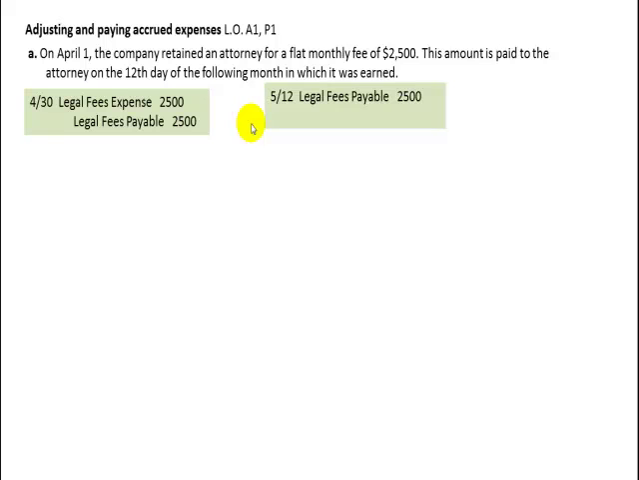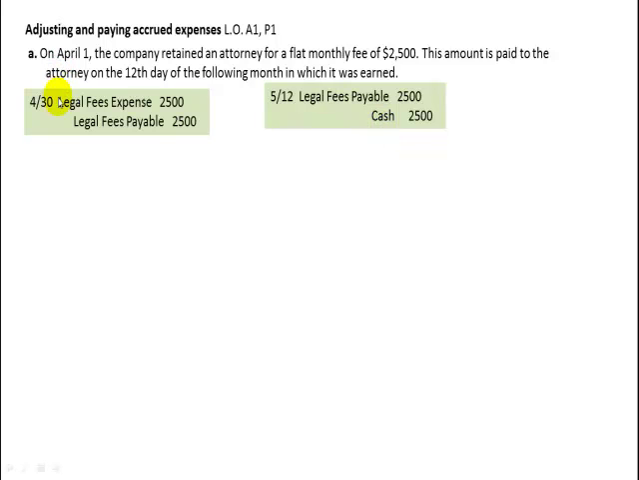Let's see what else we got. On May the 12th, it says this amount is payable to the attorney on May the 12th. And on May the 12th, we're actually going to make the payment. So we will debit legal fees payable, which was this payable we set up right over here on the end of April, and we're going to credit cash for $2,500.